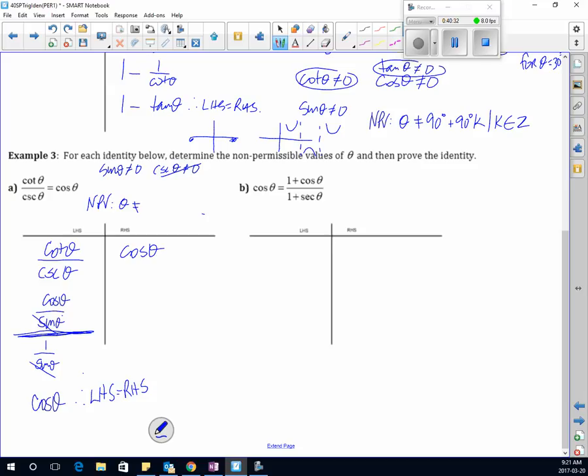Okay, so anyways, where is sine 0? We said 0, pi, 2 pi. So that is k pi, where k is an element of integers. Okay, next proof. Cos theta equals 1 plus cos theta over 1 plus secant theta. Very obvious. Which one's the more complicated side?